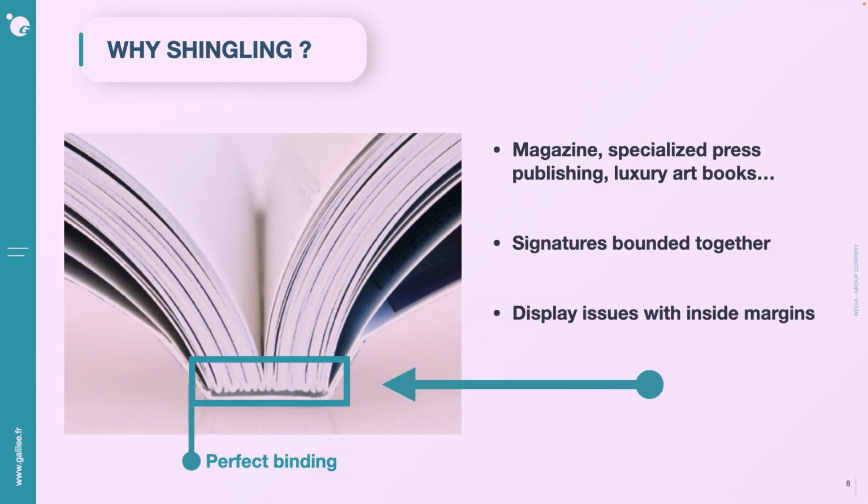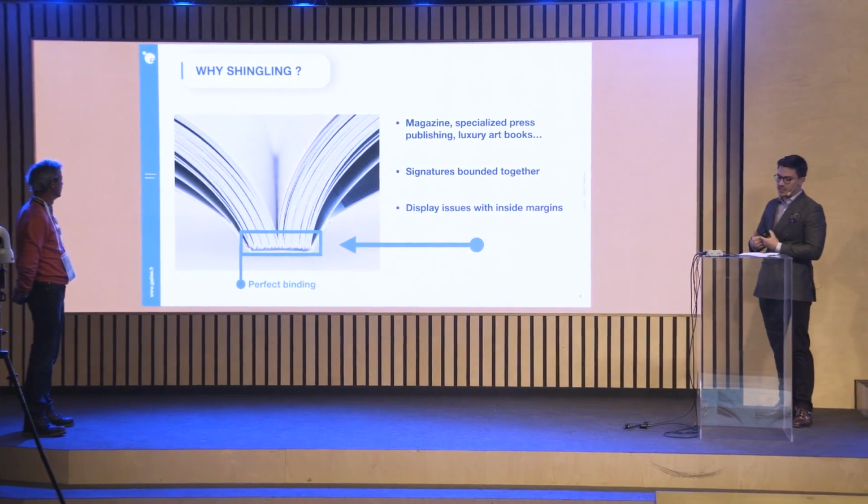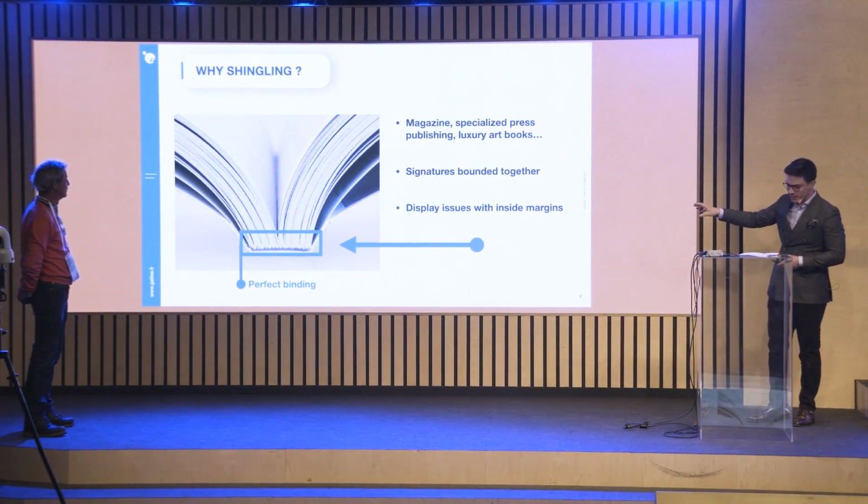Okay, so thank you, Arnaud. So this is with traditional binding with stitches. So why shingling? How come we have shingling sometimes? When a book starts to have a lot of pages, when you use heavy paper weight, or especially in magazines, for instance, or specialized press publishing, luxury art books, we can't use staple binding. And we use the perfect binding method that you see there. It's when multiple pages and signatures are bonded and glued together.